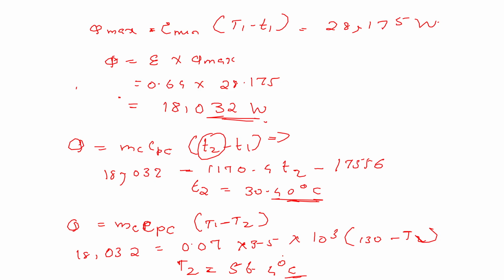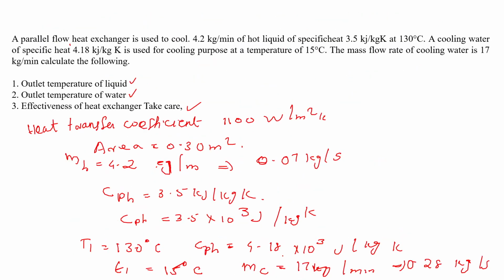So these are the questions asked. If you see here, it's a big problem. A parallel flow heat exchanger is used to cool 4.2 kilogram per minute of liquid. The specific heat and temperature are given for the hot liquid, and for the cold water the specific heat and temperature are given. Now what you have to calculate is the outlet temperature of the liquid as well as of the water.